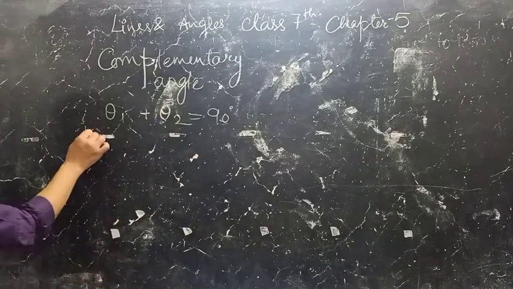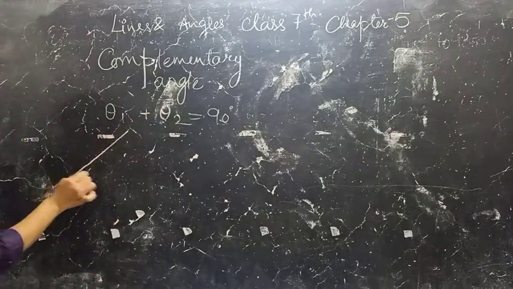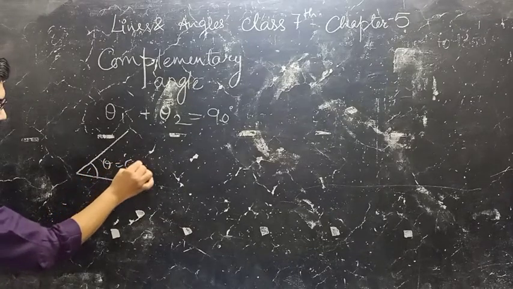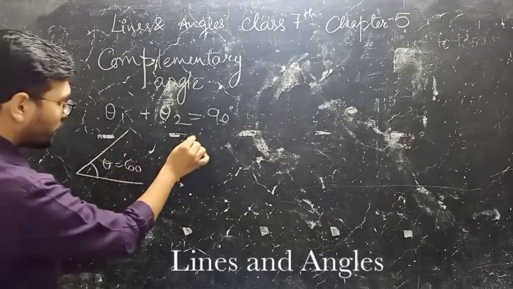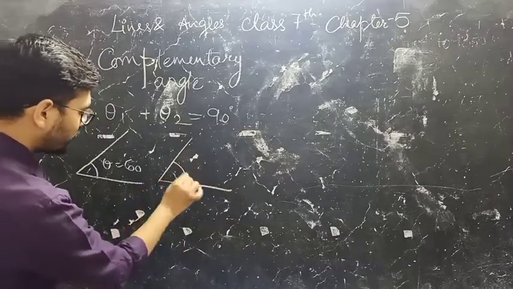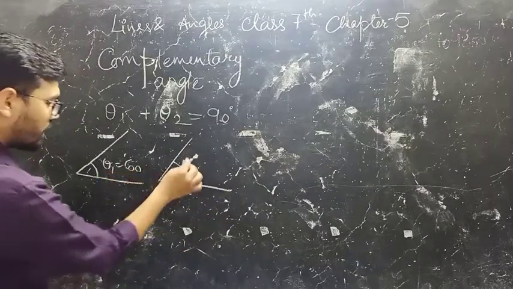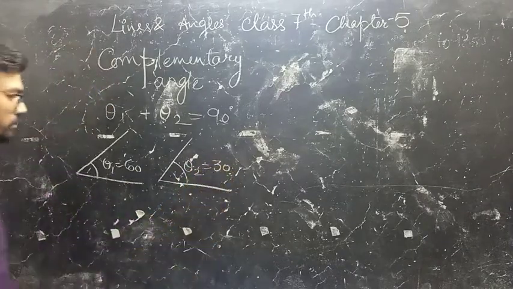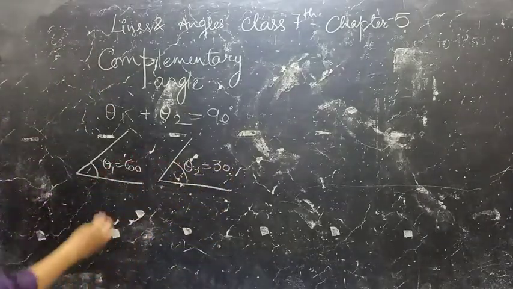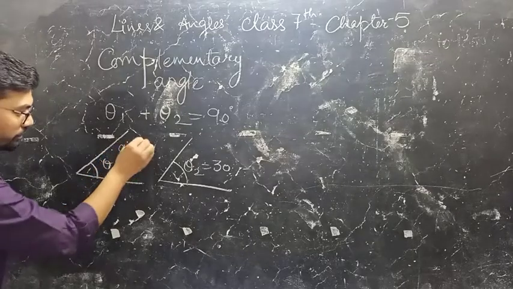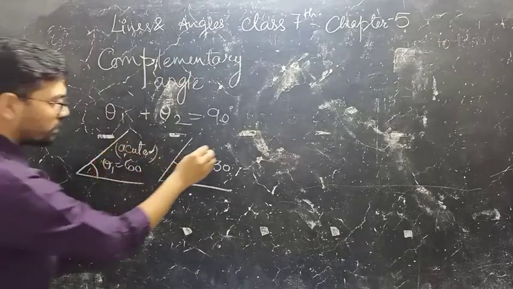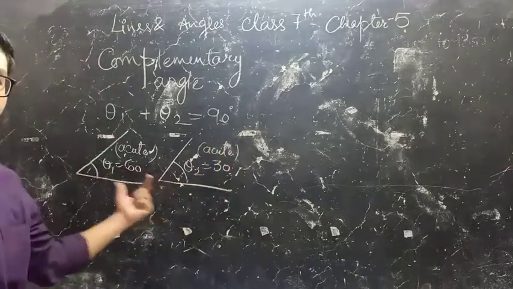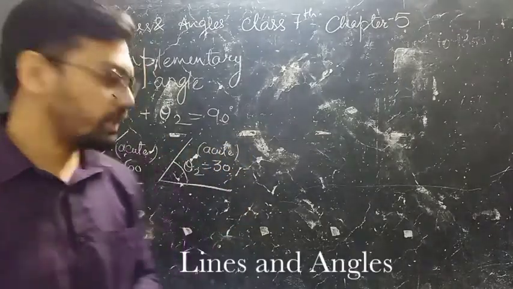Like, let's say you have drawn one angle, let's say this angle is 60 degrees. This is an acute angle. Let's say you have another acute angle, let's say this is theta 1, and this is theta 2, which is equal to 30 degrees. So these two are acute angles. This is an acute angle, this is also an acute angle. So the summation of two acute angles can be a complementary angle.